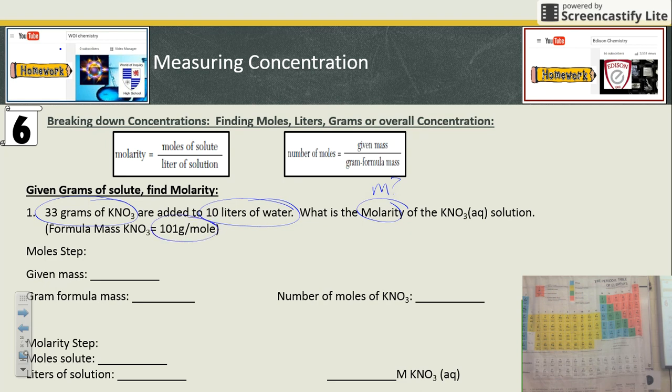So the mole step means that we have to use the number of moles equation first. We're given a mass of 33 grams. The gram formula mass is 101. So when we figure out the number of moles, that's going to equal the given mass, 33, divided by 101. Ooh, got to get my calculator here. Find that one out. 33 over 101. It's going to be about a third, but let me check for sure. 33 divided by 101.